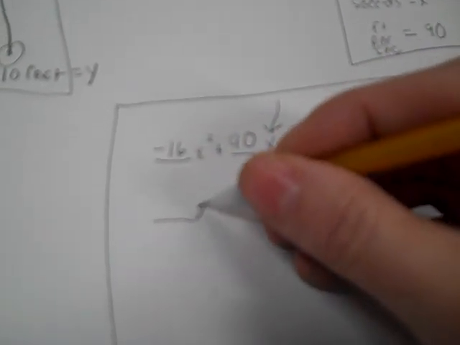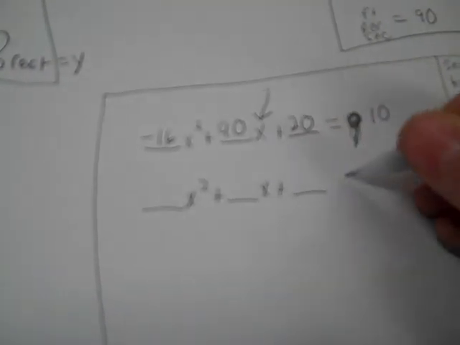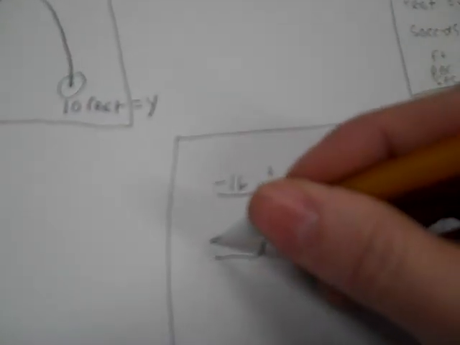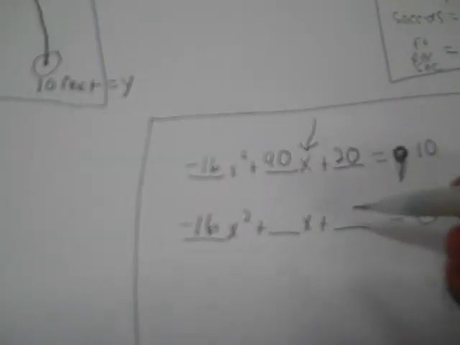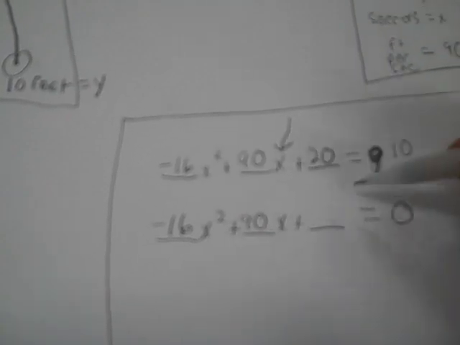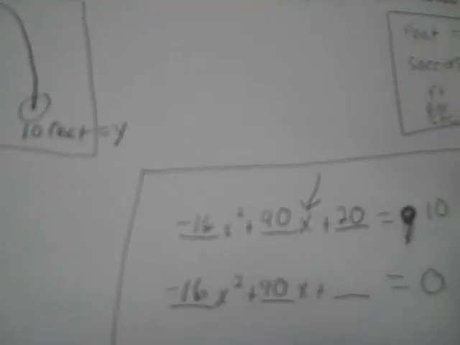So again, reline up your blanks. And you put equals 0. So for x to the second, I got negative 16. That's the only x to the second I have. For x, I have 90. Now for non-x, I have 20 and 10, but they're on different sides. You can't just take 20 plus 10 and put 30 here.